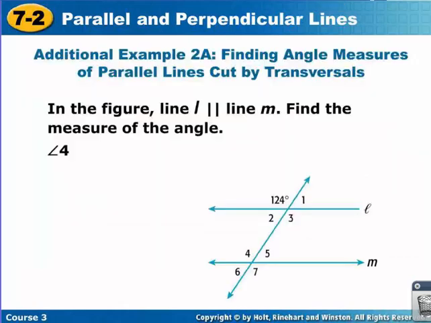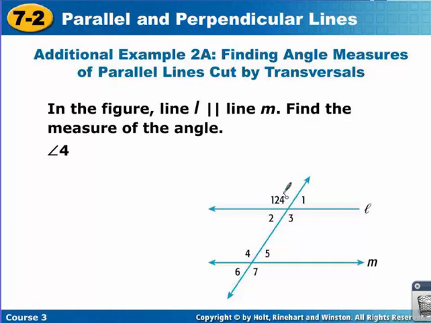Okay, so the types of problems that you're going to see in this kind of lesson is right here. I give you two parallel lines, line L and line M are parallel, and I give you one of the angles. That one right here is 124 degrees. So based on that, what are all the rest of them? In this particular one, it says find the measure of angle 4. Well, I want to find all of the angles.